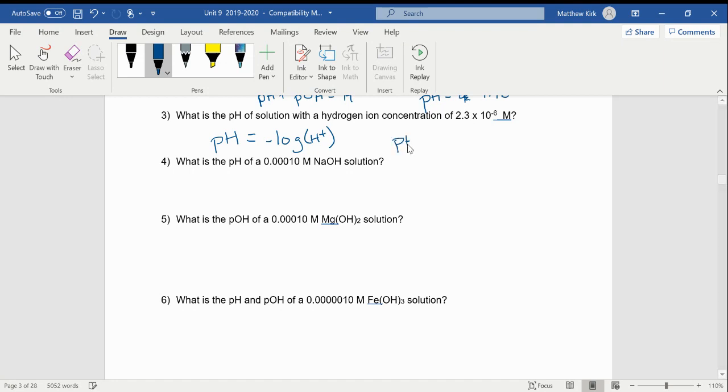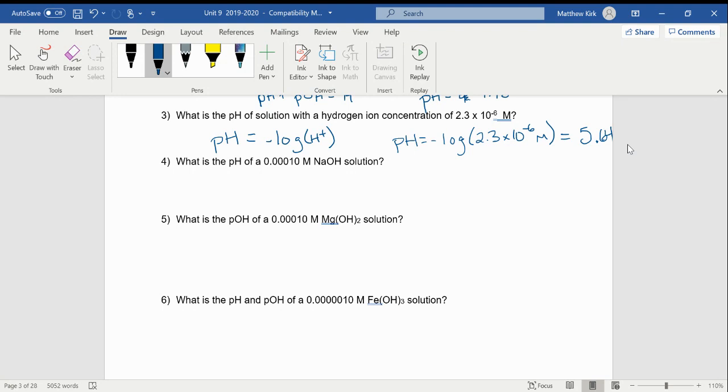So to find our pH, we just take the negative log of 2.3 times 10 to the negative 6 molar. I would want 2 decimals here because I have 2 sig figs. I got 5.64 as my pH. So another acidic solution, because the pH is less than 7.